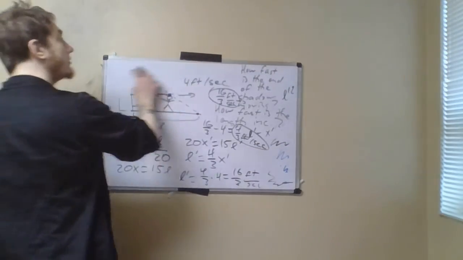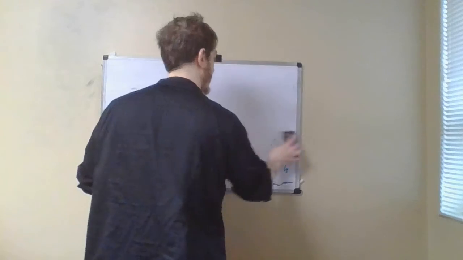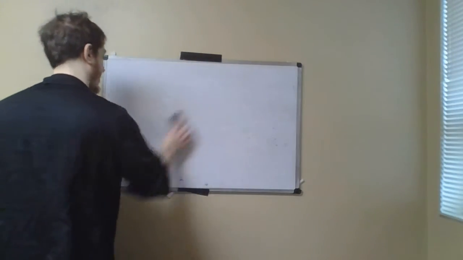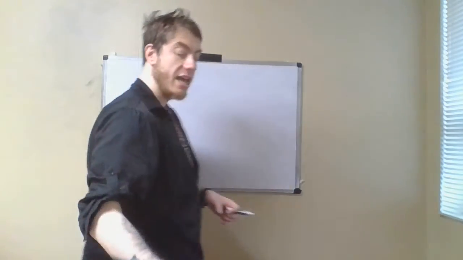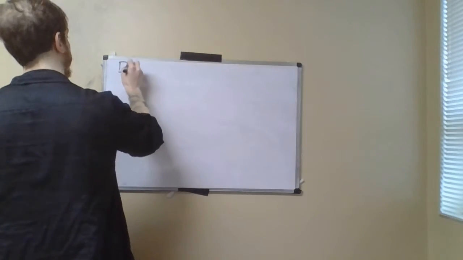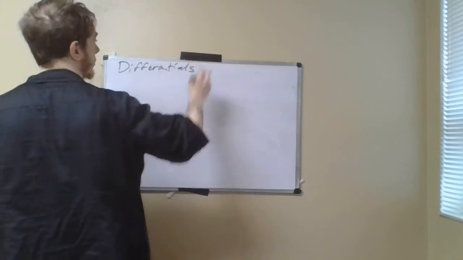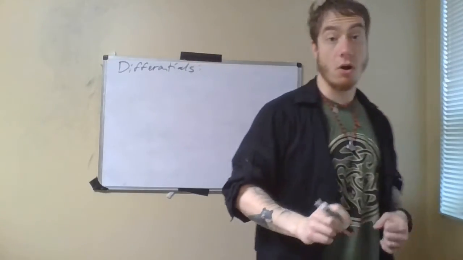All right, so now that we've done this last example of a related rates problem, we want to talk about the last things that we're going to be covering in chapter 3, and these are going to be differentials and linear approximation. So first of all, let me tell you this. Your book lies to you about what differentials are.